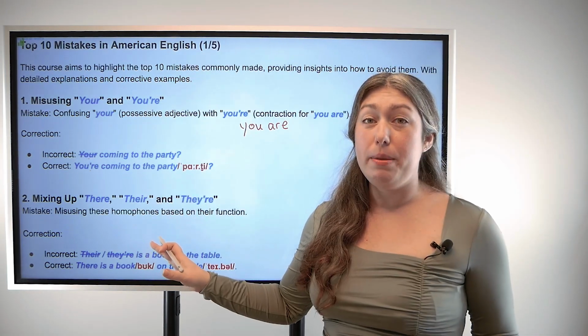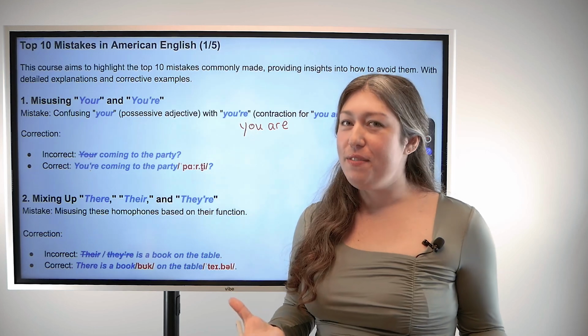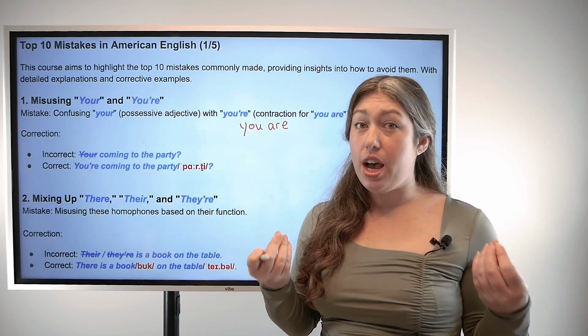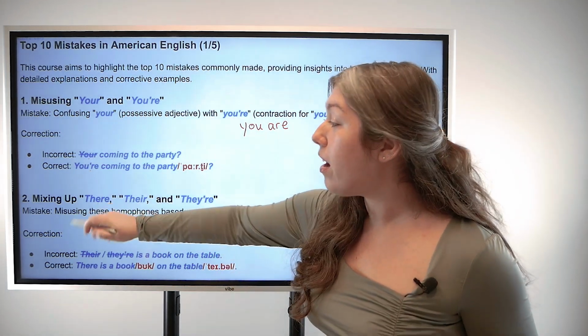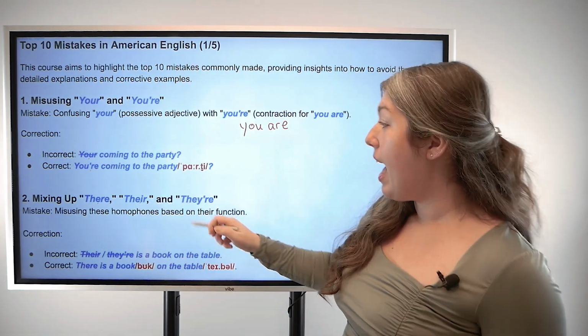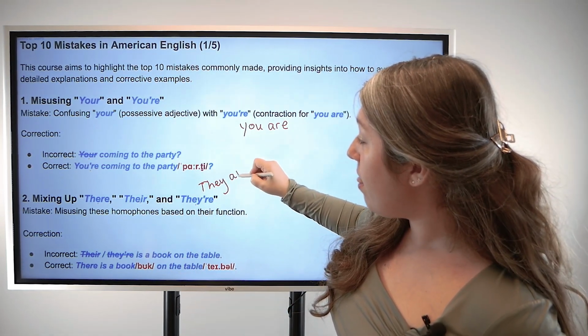The second most common mistake is mixing up there, their, and they're. I know this is confusing because they all sound the same, but it's really important when you're studying English to understand the difference, especially in your reading and writing. So there refers to a place, their shows possession, and they're is the contraction for they are.